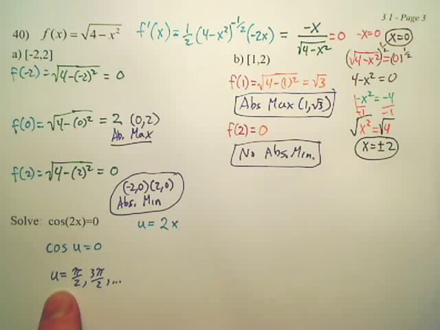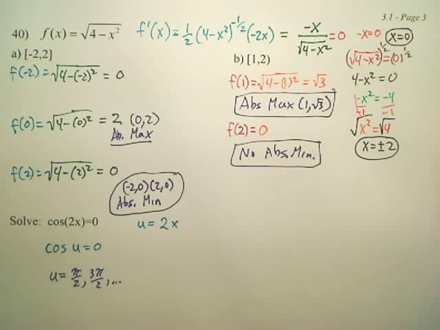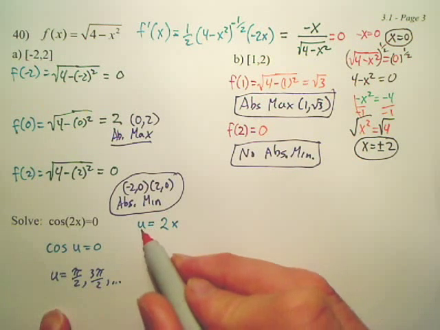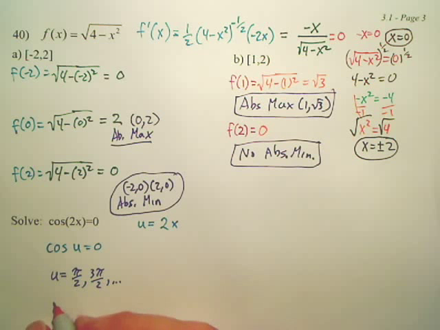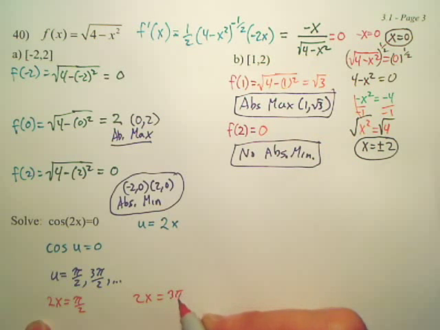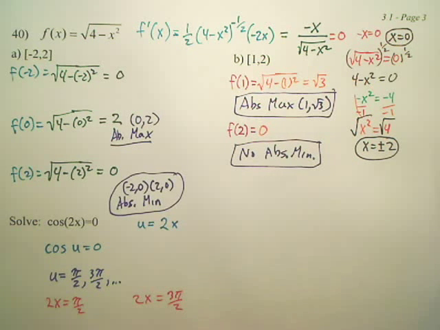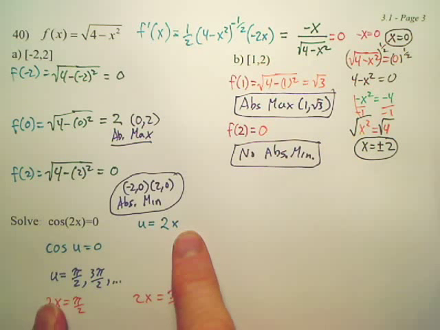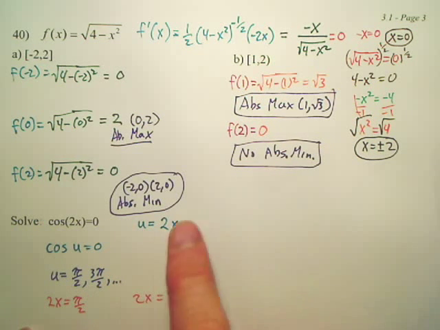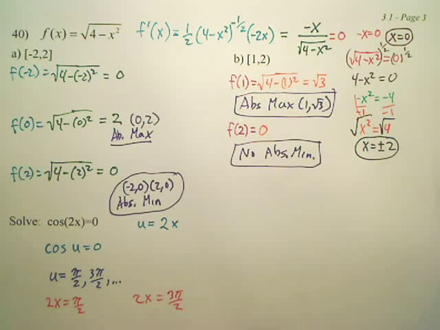But that's u. How do I find x? Well, could I go back to this and just write 2x equals pi over 2? 2x equals 3 pi over 2. You see that? u equals 2x, right? These are your u values. Could you just go and put 2x instead of u, now solve for x? And you have your x values. It's kind of weird. This is the way I kind of do it. I mean, there's other ways of doing it.